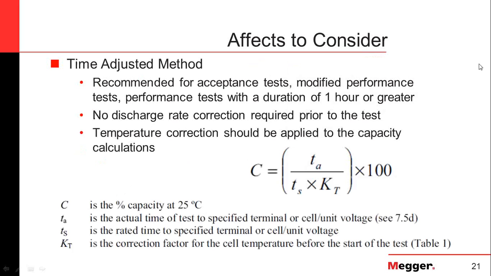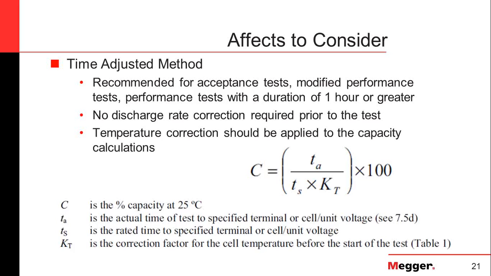The time-adjusted method is recommended for your acceptance tests, your modified performance, and your performance tests with a duration of 1 hour or greater. So for most substation applications and generation battery applications, you're going to be doing a minimum of a 1 hour test in most of those situations. So you're going to use this method. Some of the UPS applications you might use a rate-adjusted method, which we'll talk about in a minute.